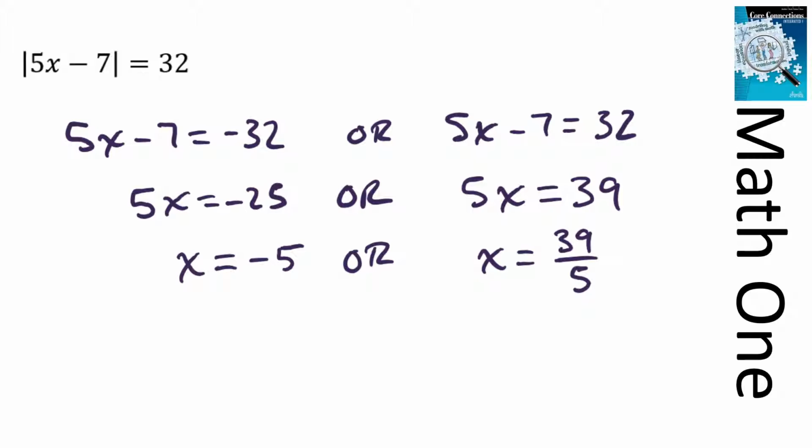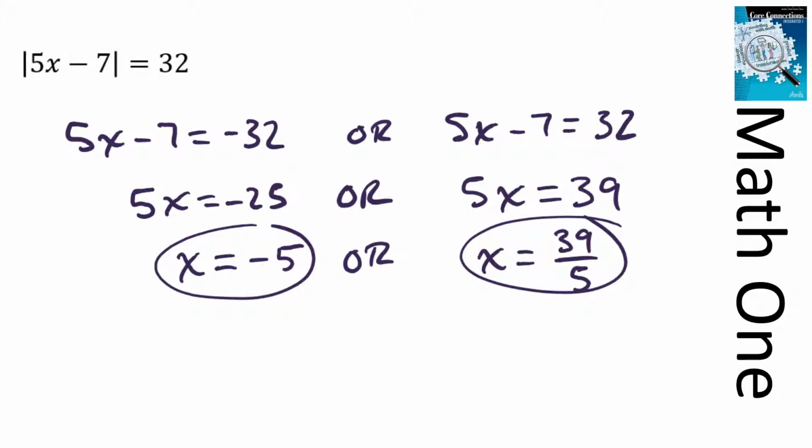Again, if I plug these values of x into the expression 5x minus 7, I will either get negative 32 or I will get positive 32. Both of those values make this equation true.